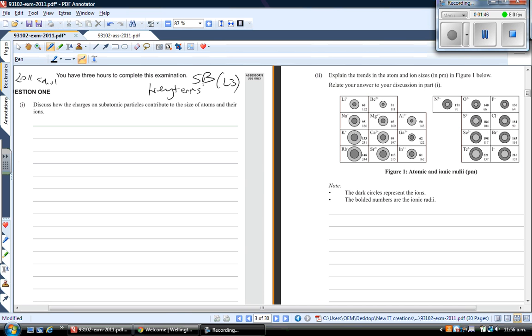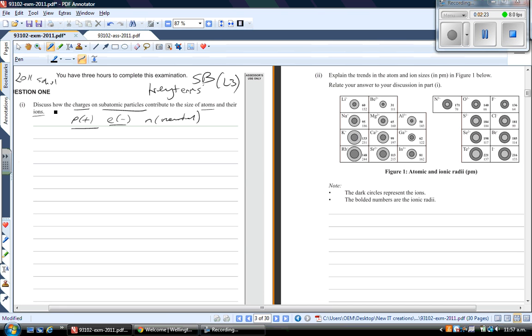So the subatomic particles, as you would know from level 1 or even before that, it's the charges we're interested in here. So we're talking about protons, which are positive, electrons, which are negative, and neutrons have no charge, they're neutral, so we don't really have to consider them in this answer. So we're talking about the relationship between proton number and electron number, and the size of an atom or an ion. You can also talk about atoms and ions separately, because they are two different particles, and the charge has a large effect on the size of the ion.